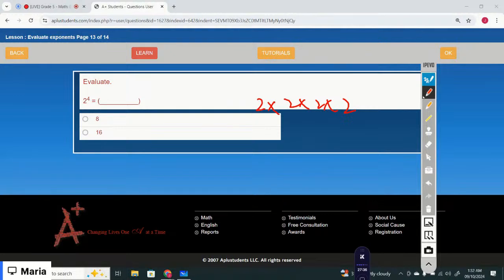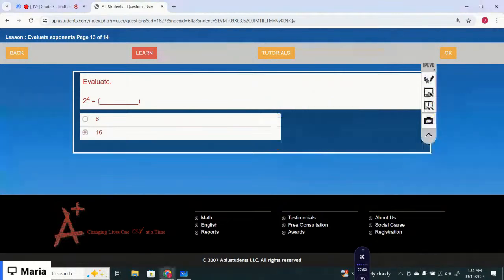2 exponent 4 means you need to multiply 2 4 times. So that is option number 2. 2 times 2 is 4, 4 times 2 is 8, and 8 times 2 is 16. 16. Option number 2 is the correct option.